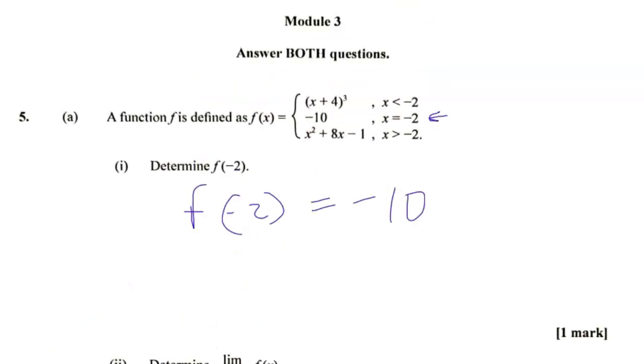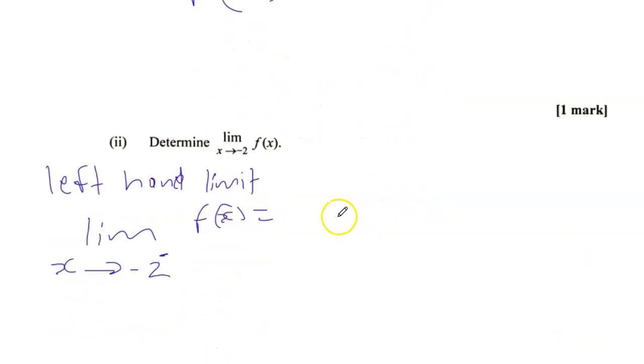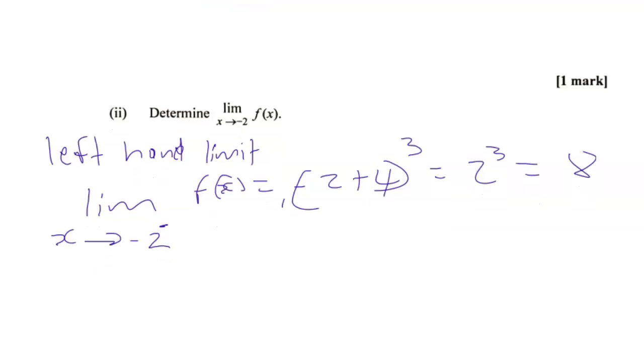And we look at the domain, it's actually when x is less than negative 2, the function is x plus 4 all cubed. So we're going to replace x with negative 2. So this becomes negative 2 plus 4 all cubed. That's actually 2 cubed, which is 8. Let's find the right-hand limit now.